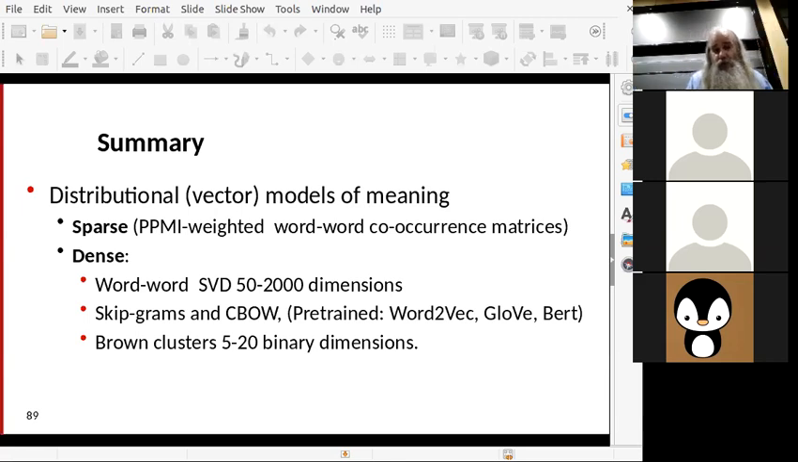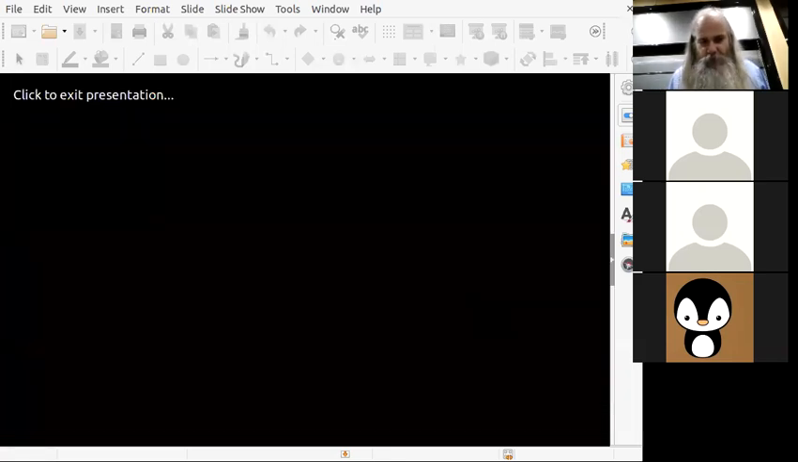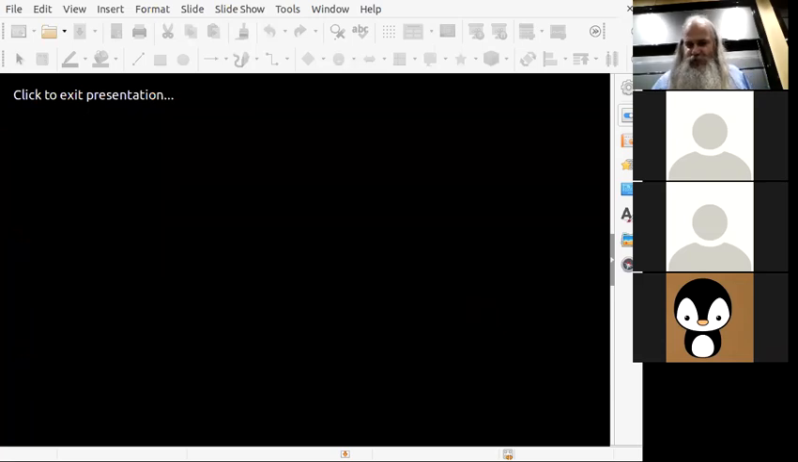And I talked about Brown clusters, which is again an analytical way of doing it. Realistically, it gives you much smaller numbers. It's much more targeted to the particular data set that you have, but you have to make sure that your training and test are in the right domain in order to make that useful. Okay, that is it for today.